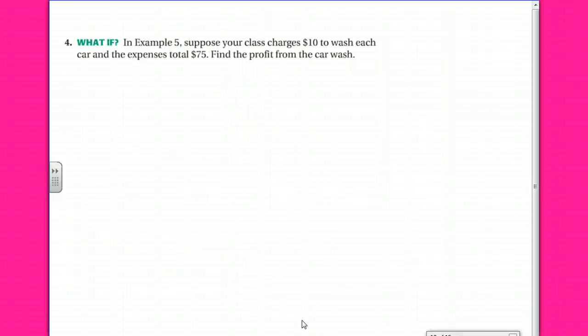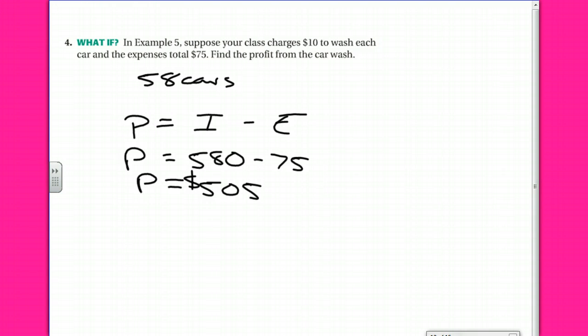So try this, see if you can answer this. Suppose your class charges $10 to wash these cars instead of $5. But suppose that the expenses were $75 instead of $65. So you're still washing 58 cars. Please find the profit. Everybody try it. We'll wait for everyone to have a chance. So there you go. An easy little problem to find profit.